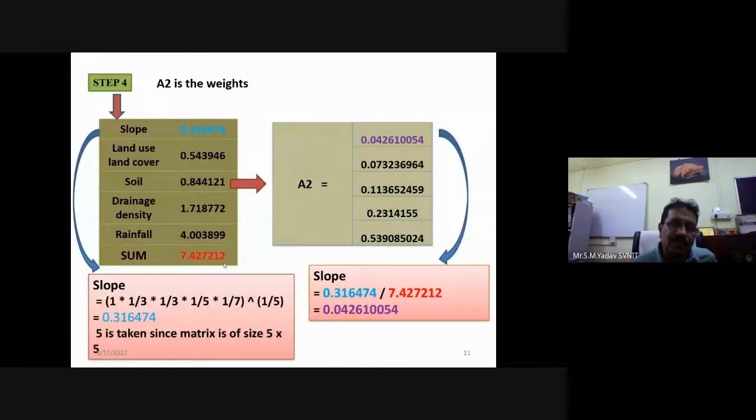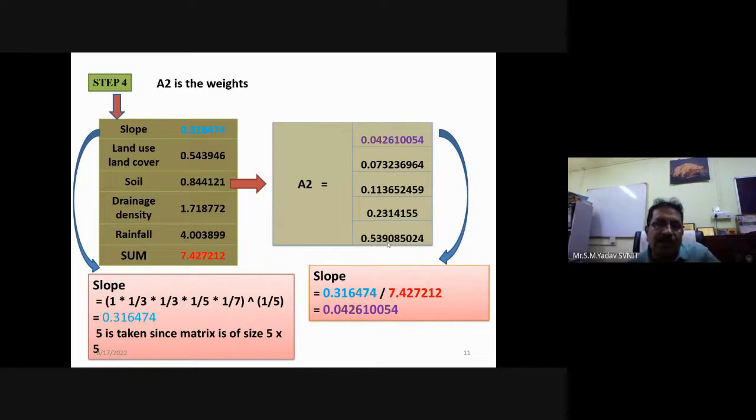Have you made the sum? Right? Now, from that, you have to make a next table for A2. How? The individual value divided by the sum. That will be the value of slope. These are my final weights. The A2 matrix is for weights: slope value divided by sum, land use land cover value divided by sum, soil divided by sum, drainage density divided by sum, and rainfall divided by sum. Now you got the weights, the final weights for your parameters.